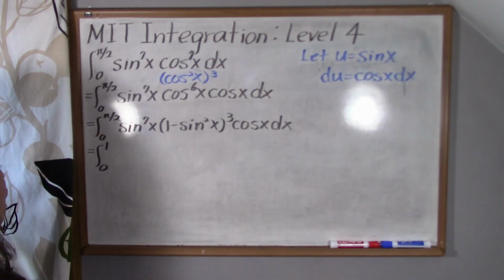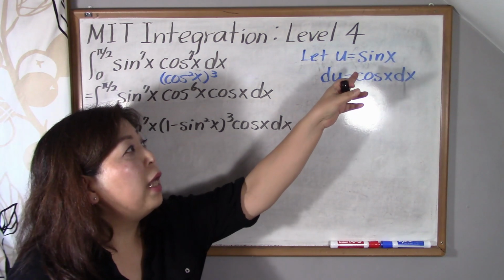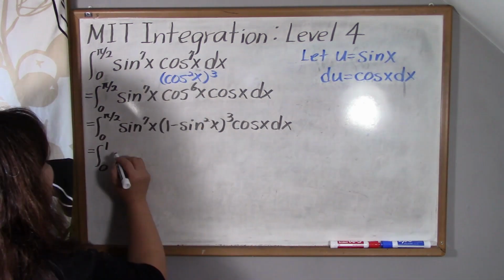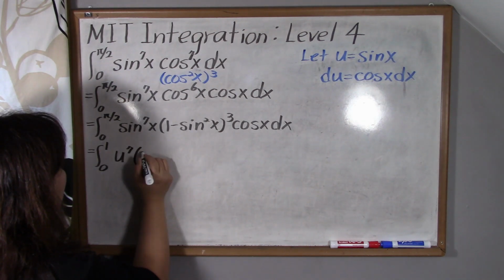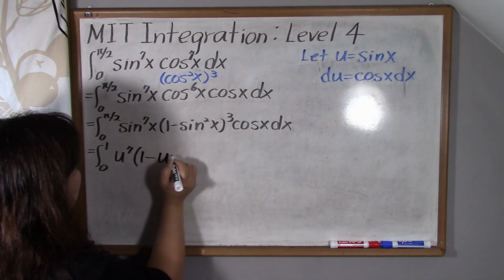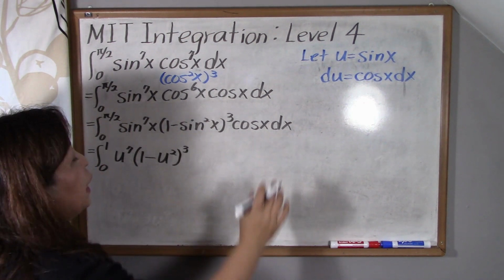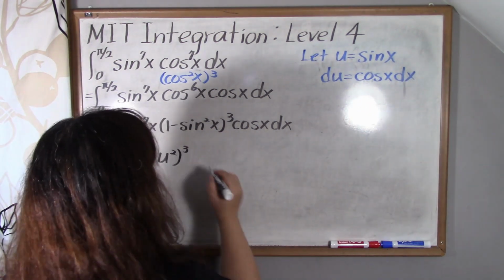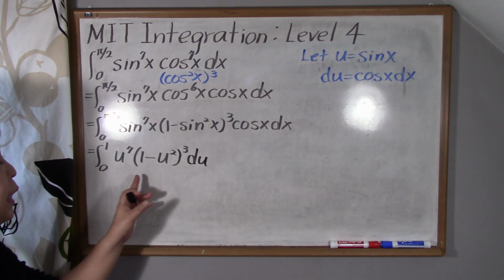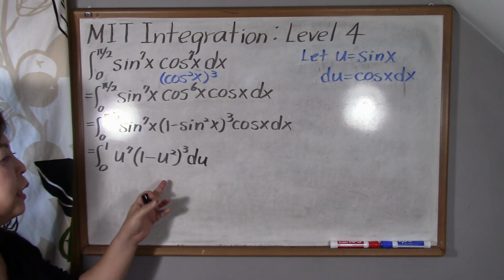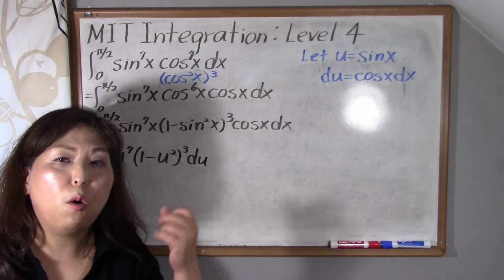Okay? So now sine to the 7th power of x. Sine of x is equal to u. So u to the 7th power, parentheses, 1 minus u squared, cubed. And the cosine x dx is du. Okay? So now we're going to calculate this parentheses. I hope you remember the formula for x minus 1 cubed.